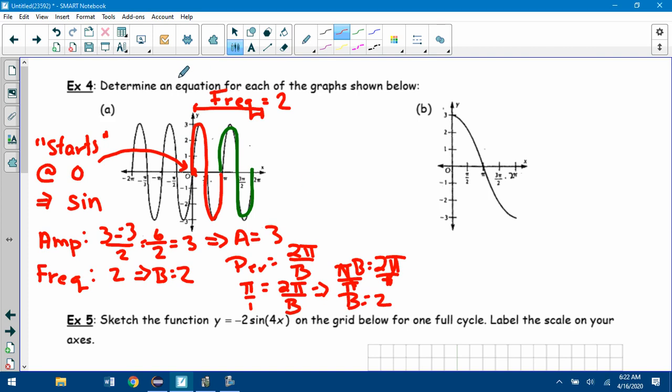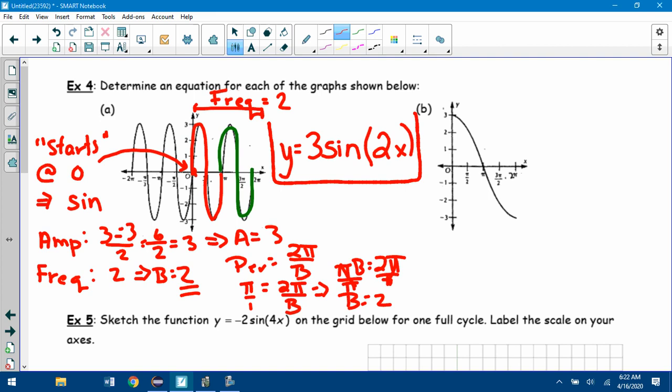So put it all together. That first equation is going to be y equals, we said a was 3, so 3 sine, because it started at 0, of b was 2, 2x. And today all we're dealing with is amplitude and frequency, so you really only have to worry about the a and the b value. Okay, let's do this other one over here.